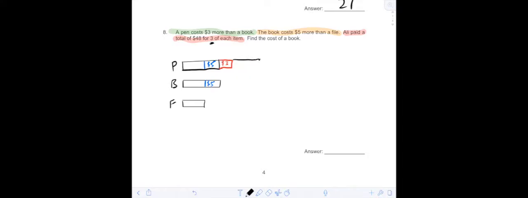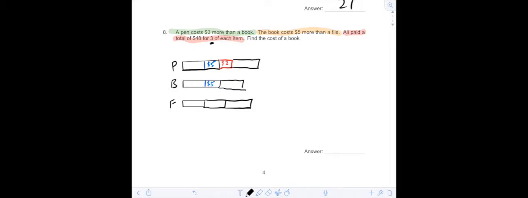Now please take note, you have to read the question properly. I almost missed it the first time. Ali paid a total of $48 for 3 of each item, which means this is not the final model drawing. So from here you still have to duplicate whatever you did for the pencil. So you have to draw another unit here, another unit here, another unit here.